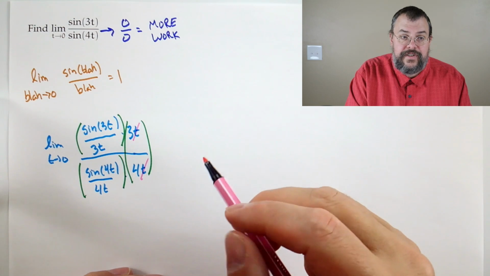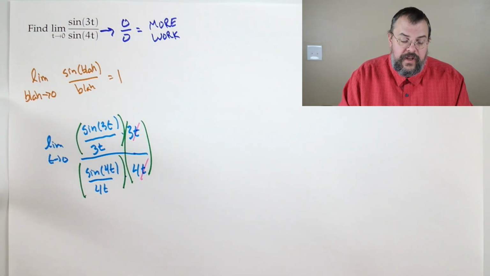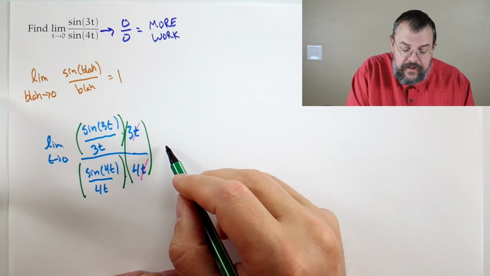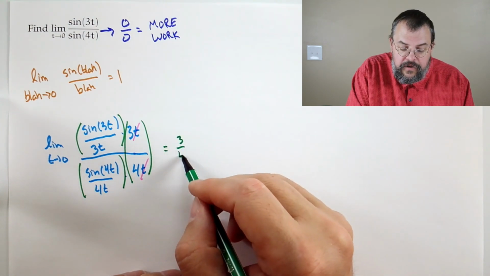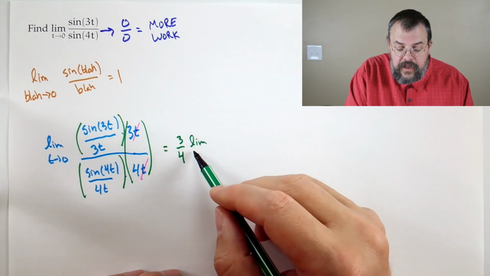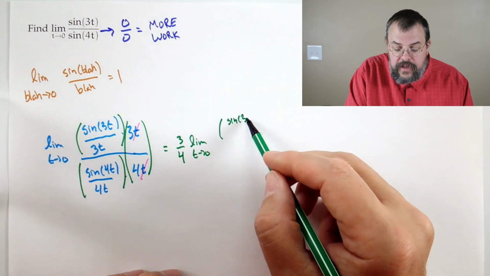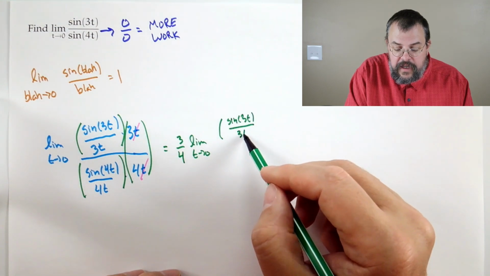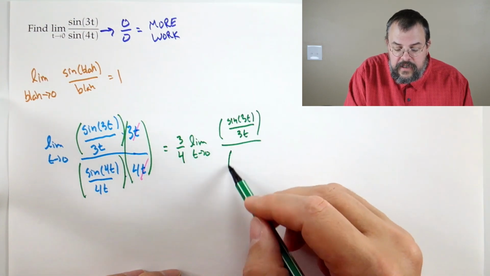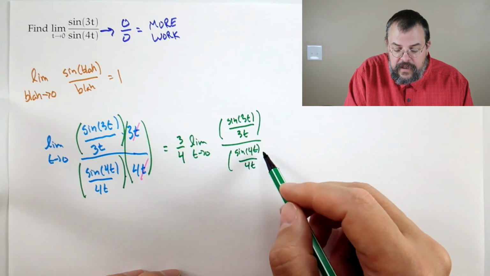That's actually a constant. And one of the things you can do with constants is you can pull them out of limits. So we have that this is equal to 3 over 4. Pull out the constant. The limit as t goes to 0. Upstairs, sine of 3t, divide by 3t. Downstairs, sine of 4t, divide by 4t.